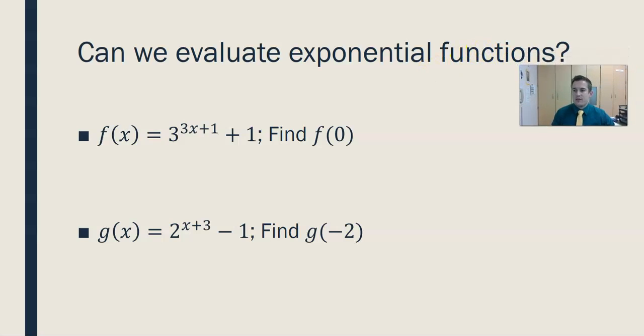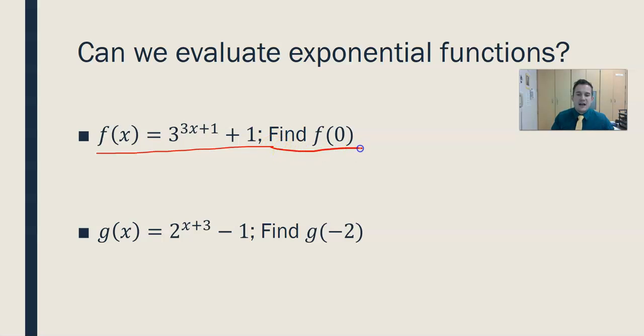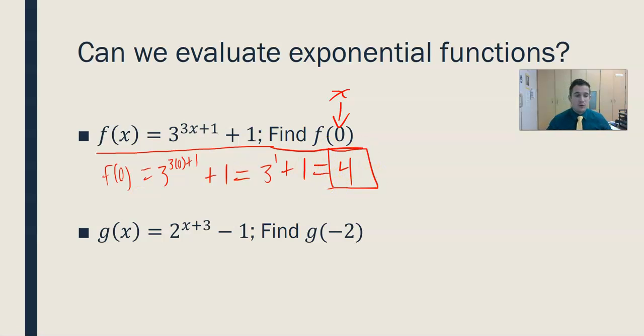So first of all, this part is pretty straightforward. If I give you a function, f of x equals 3 to the 3x plus 1 power plus 1, and I say find f of 0, that basically means plug 0 in for x and evaluate. That's what we're going to do. So f of 0 is equal to 3 to the 3 times 0 plus 1 power plus 1. Well, 3 times 0 is 0, plus 1 is 1. 3 to the first power plus 1 is just 3 plus 1, which is 4. So evaluating that function, that would be 4.